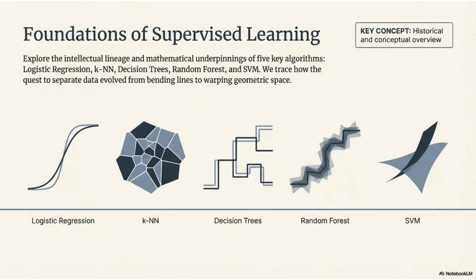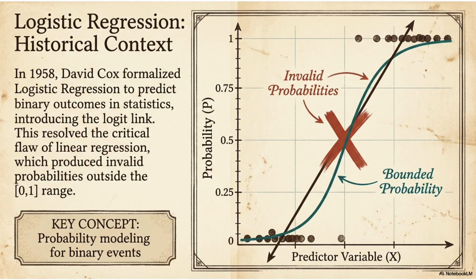Welcome. Today, we'll dive into 5 algorithms that change the way machines make decisions, from drawing simple lines to bending the geometry of data. We'll see how machines learn to separate what's different. Our first stop: 1958 with David Cox.